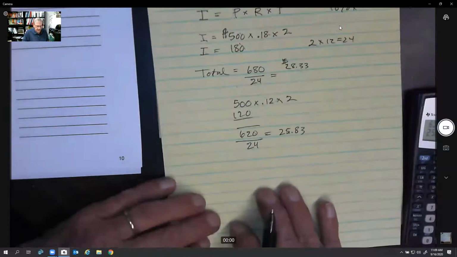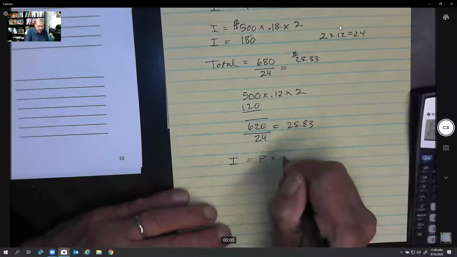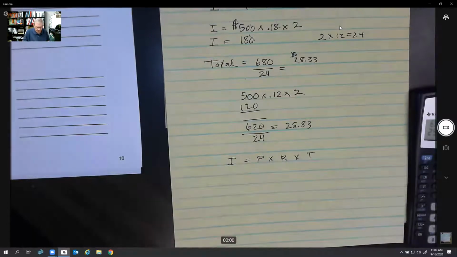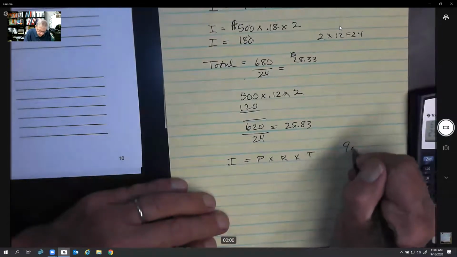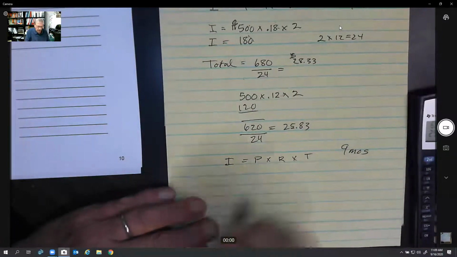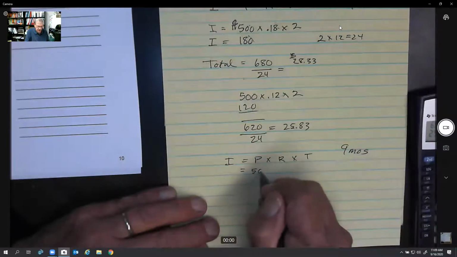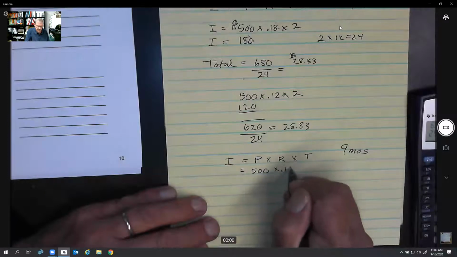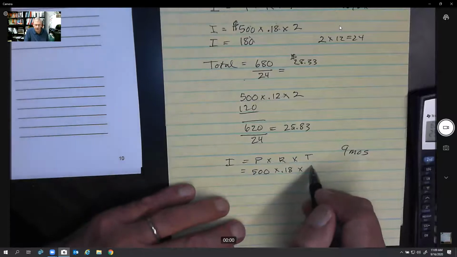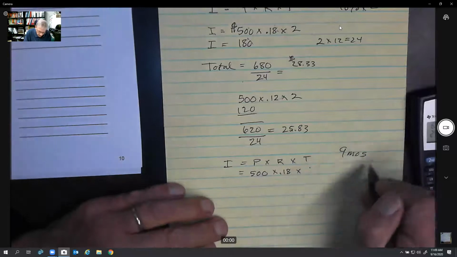Okay, well, let's say we're taking out the simple loan again, but you're not going to take it out for a full year. Let's say you take it out for 9 months. But remember, I said time is in terms of years. So how are we going to do that? Okay, let's say you bought something for $500 and the interest rate is 18%. But now you only want it for 9 months. You're not going to put 9 here because 9 stands for years. What you're going to do is put 9 12ths.